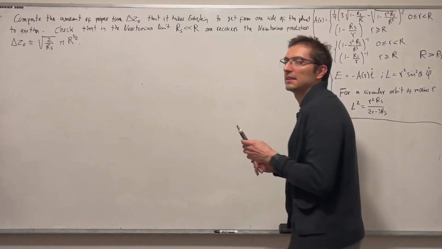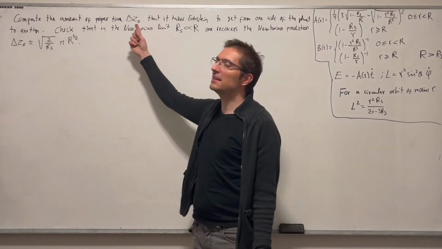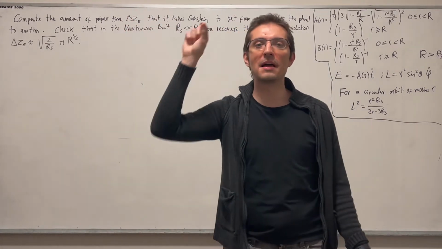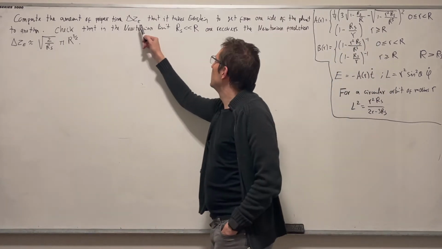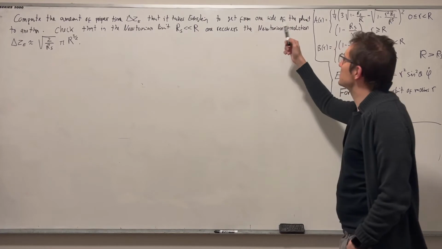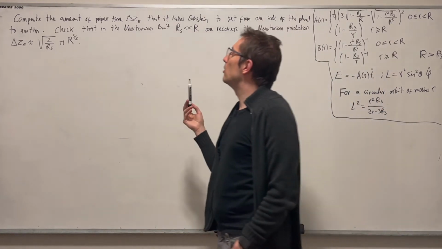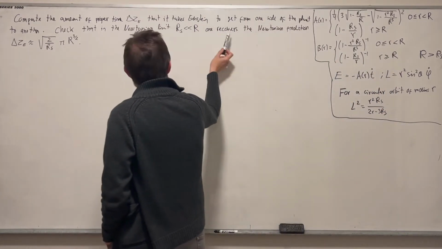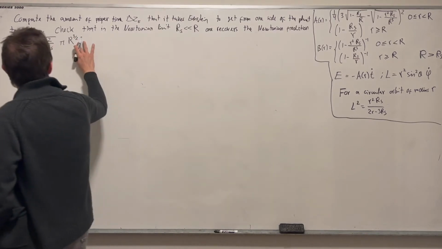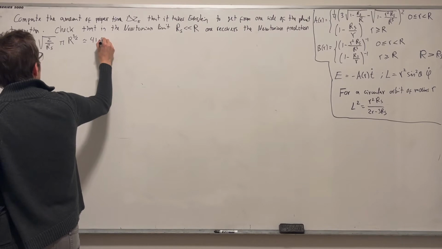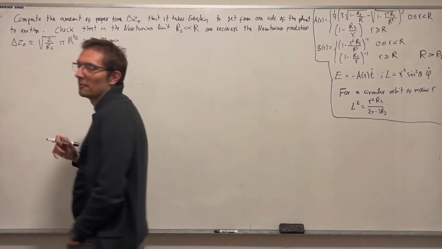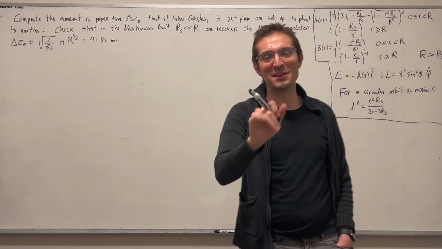All right, so the time has come for us to compute how much time Einstein takes to get from one side of the planet to another. So compute the amount of proper time, delta t_E, that it takes Einstein to get from one side of the planet to another. Also check that in the Newtonian limit, one recovers the Newtonian prediction, which is, by the way, approximately 41.83 minutes, if I remember well. So 42 minutes, more or less.